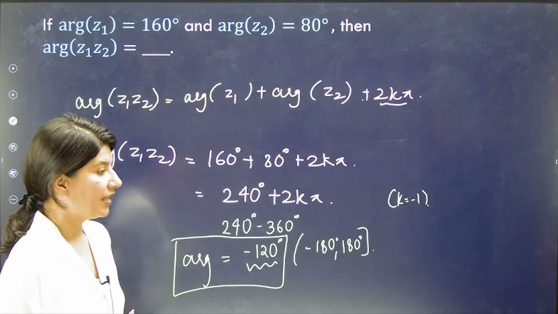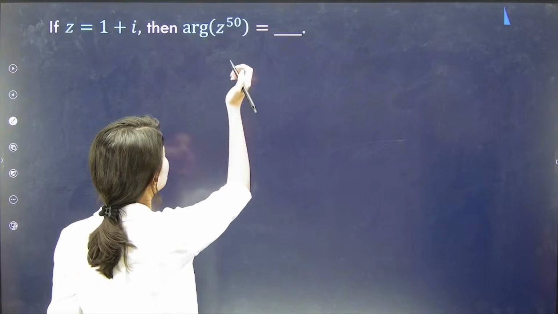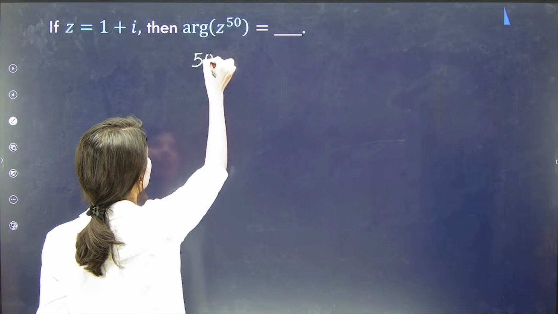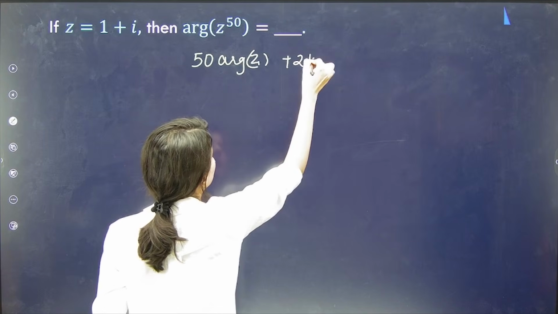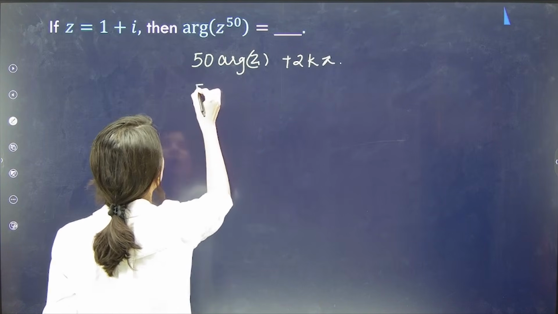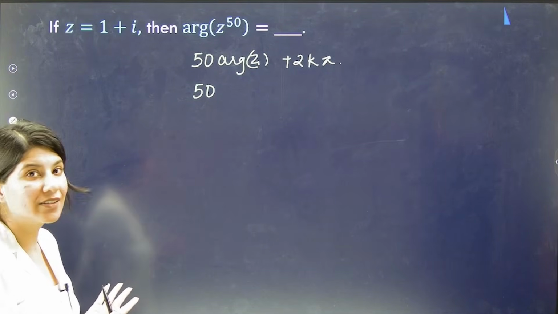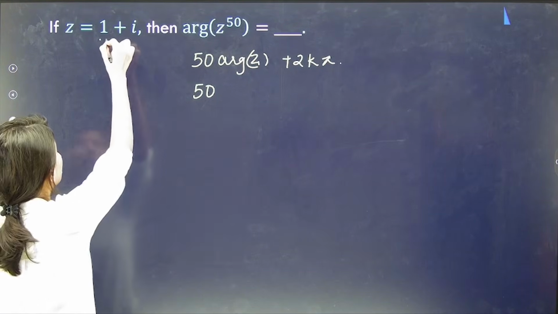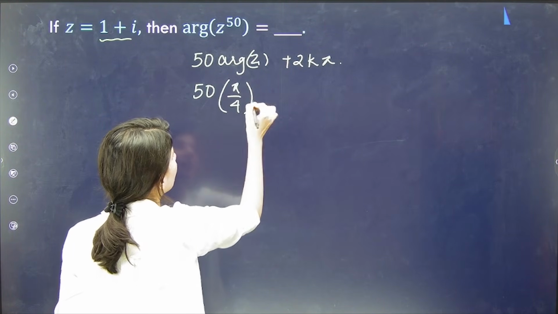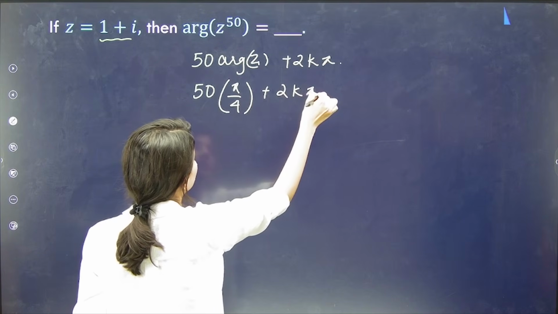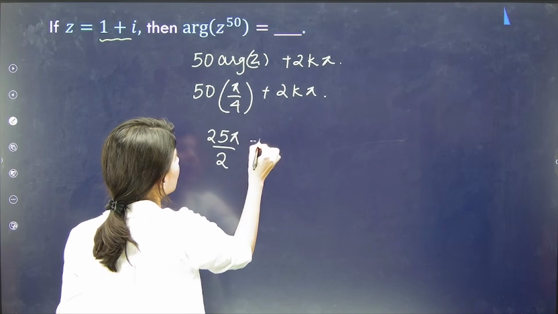Okay, now let us talk about the next problem, which is again argument of z raised to power 50. We know that this is 50 argument z plus 2k pi. So 50 into argument z. Argument z will be what? Tan pi by 4. Clear? It is very clear, first quadrant. Okay, so tan pi by 4, so pi by 4 plus 2k pi. So this is 25 pi by 2 plus 2k pi.